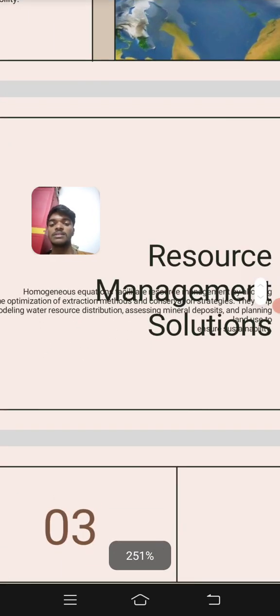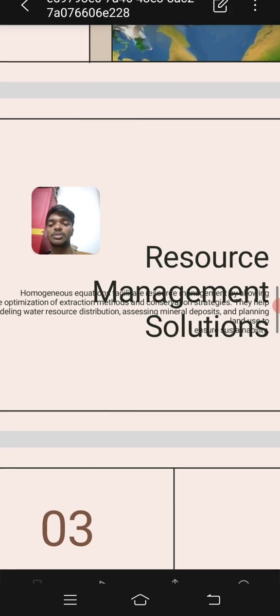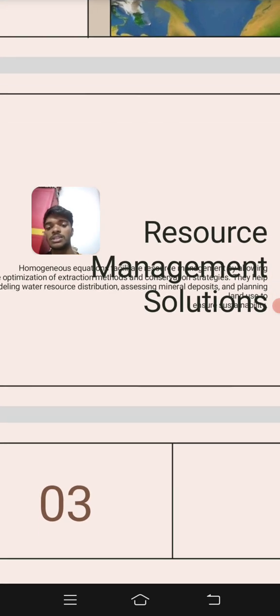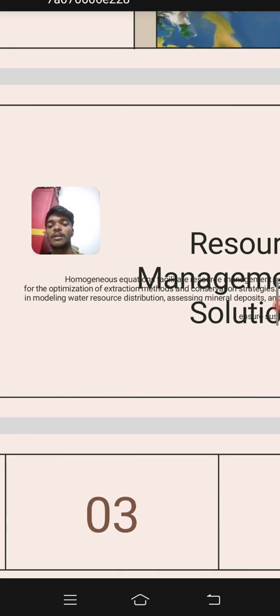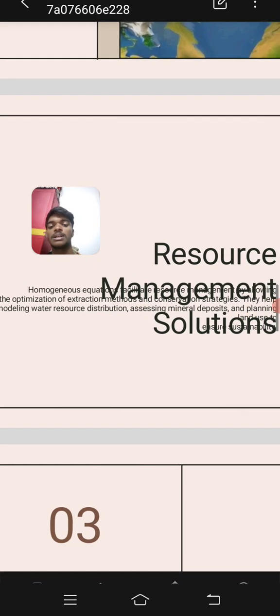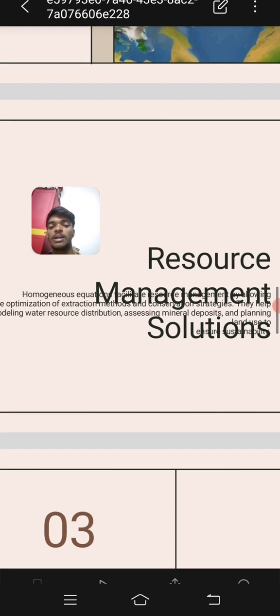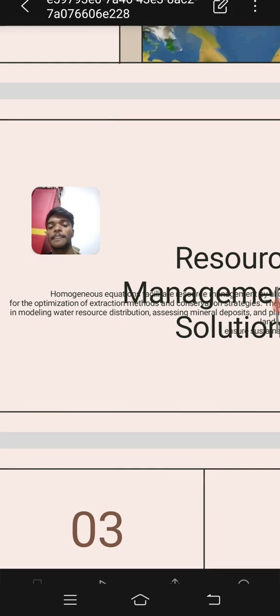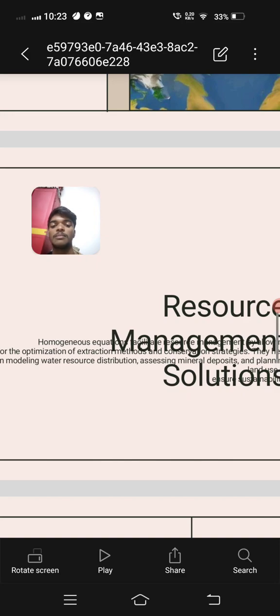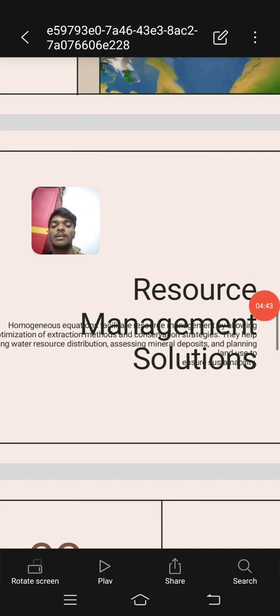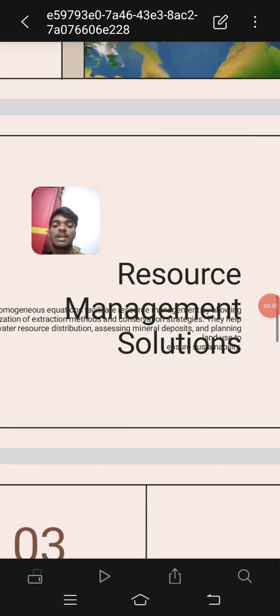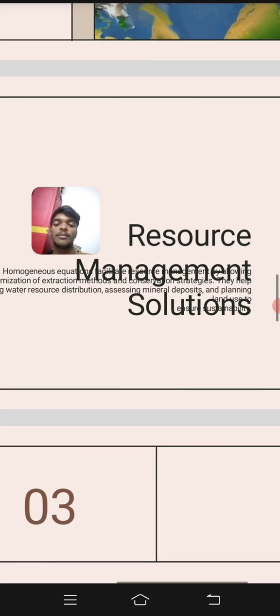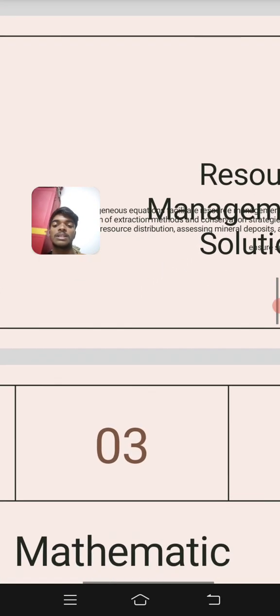Let's now know the resource management solutions. Homogeneous equations aid resource management by allowing for optimization of extraction methods and conservation strategies. They help in modeling water resource distribution, assessing mineral deposits, and planning land use to ensure sustainability.